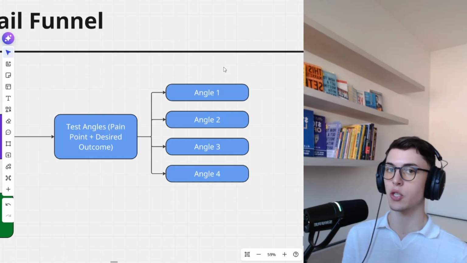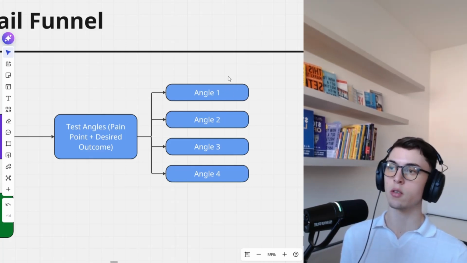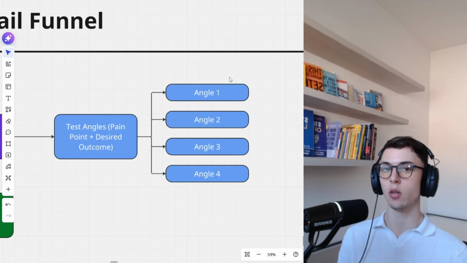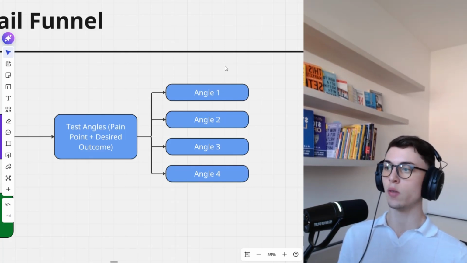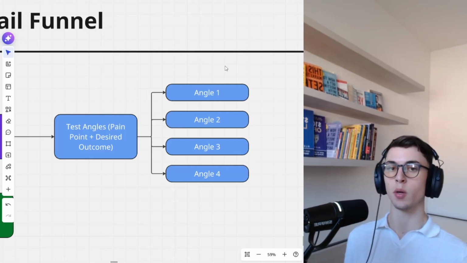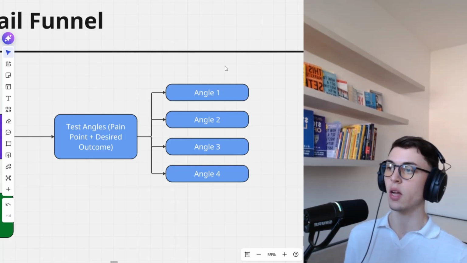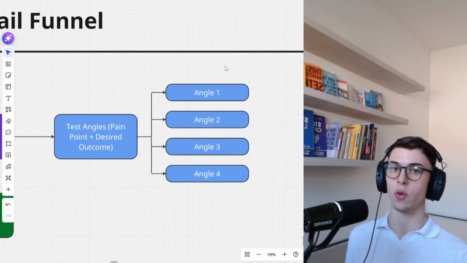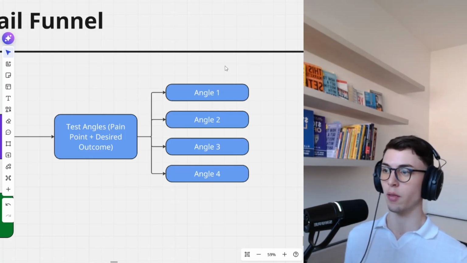I'm not saying the exact script, because obviously if you're testing different angles, the script is going to change, right? But the script framework, so the email length, whether you're using an opener, whether you're going direct to the offer, all of those things need to be the same. Because again, if you're testing multiple variables at the same time, you're never really going to know why a certain variable or a certain script or certain variant of your sequence worked better than others, right?